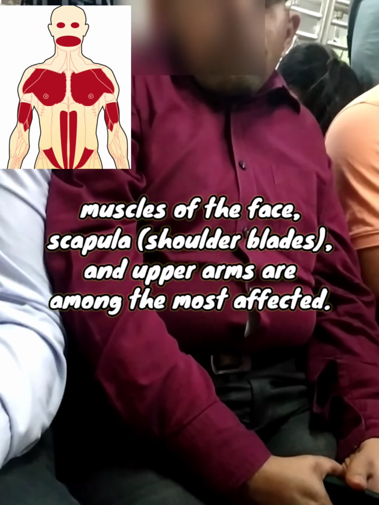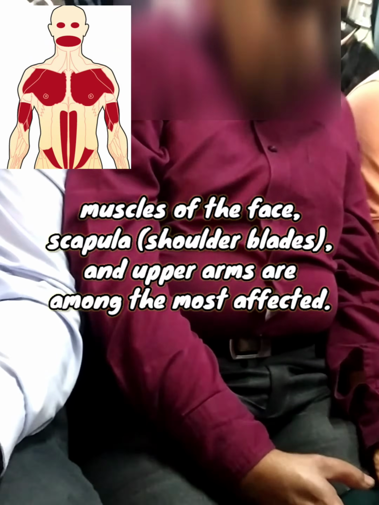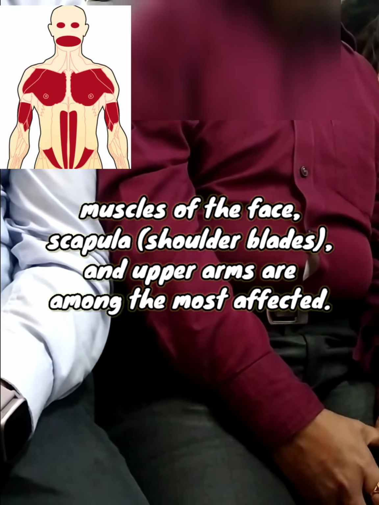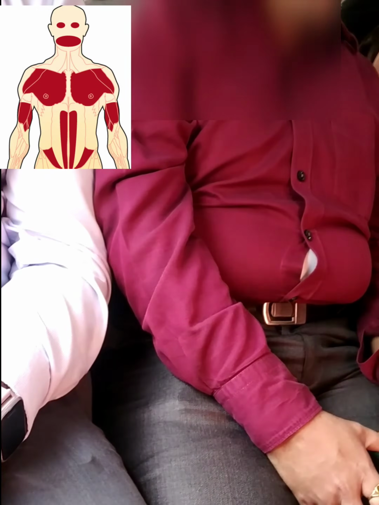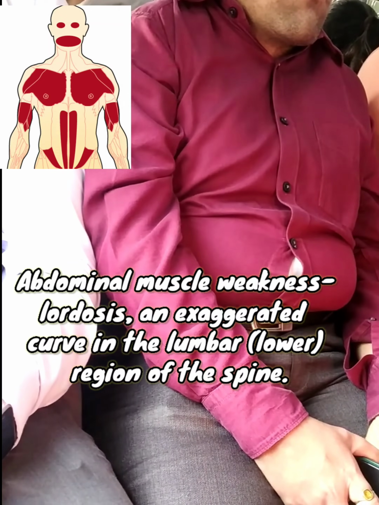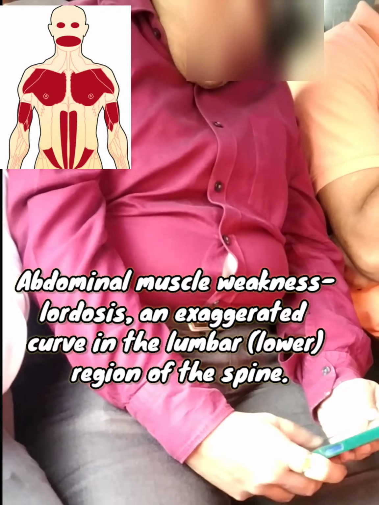One more thing to notice here is that the muscles of the face, scapula and upper arms are most likely affected. In this subject we can see that he is having muscular degeneration, especially over the scapula and over the arms. Apart from these muscles, there is also abdominal muscle weakness, which leads to lordosis. That means there is an exaggerated curve in the lumbar region of the spine. So this lordosis we can see.